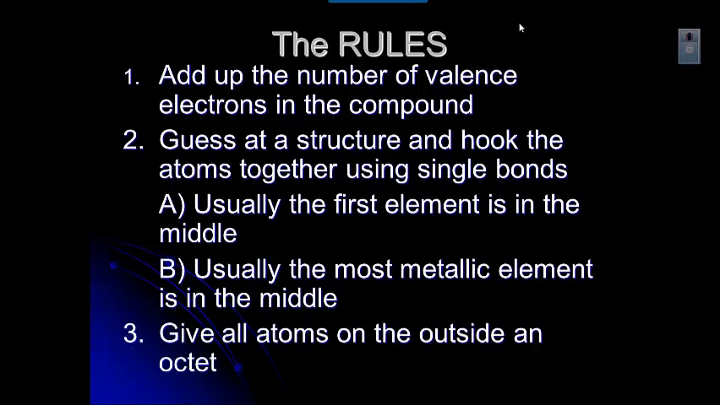We want to give all of the atoms on the outside of the structure an octet. Remember that a full octet is 8 valence electrons so that it's stable. And I'll show you how to do that. I know it sounds kind of crazy right now, but let's finish the rules.